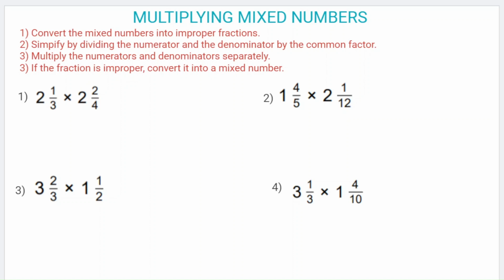Let's take the first example. 2 1 over 3 times 2 2 over 4. Now 2 is a whole number, 1 over 3 is a proper fraction. Let's convert it into an improper fraction first.